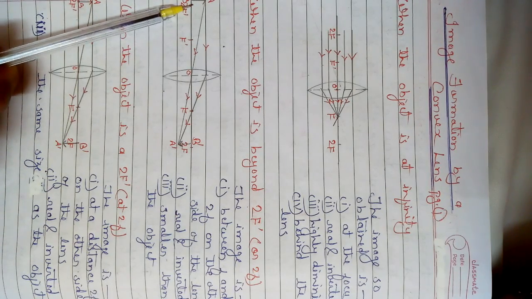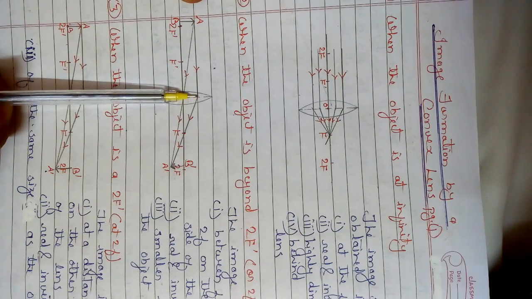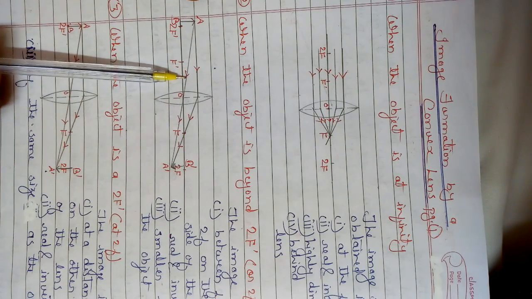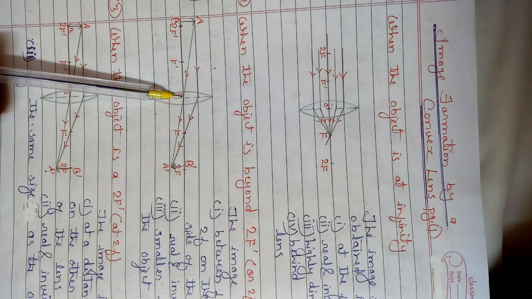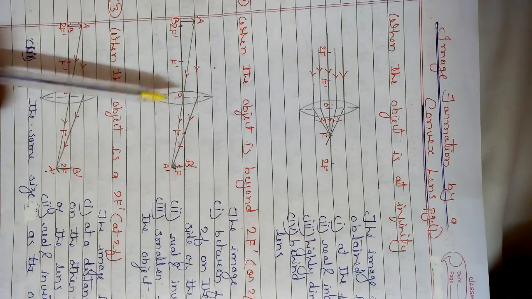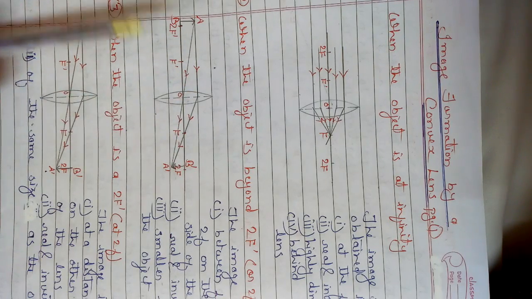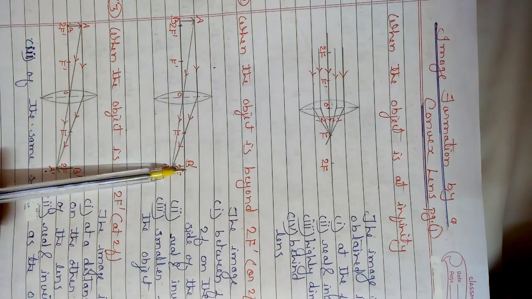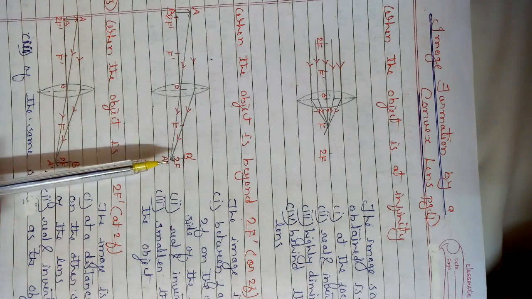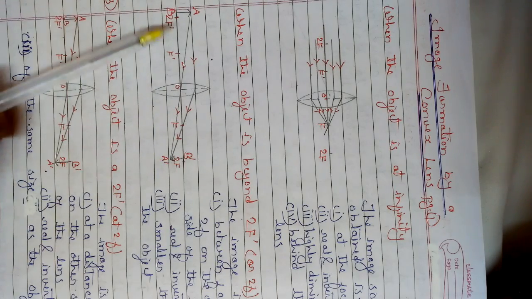Now the second position, when the object is placed beyond 2f, that is at a distance more than double the focal length of the convex lens. One ray we are considering is parallel to the principal axis, and another ray is passing through the optical center. The ray passing through the optical center will be undeviated and will pass as it is without any deviation, and the ray parallel to the principal axis will pass through the principal focus of the convex lens after refraction. By the intersection of these two rays, we get an image which is real and inverted, formed between f and 2f, and smaller than the object.